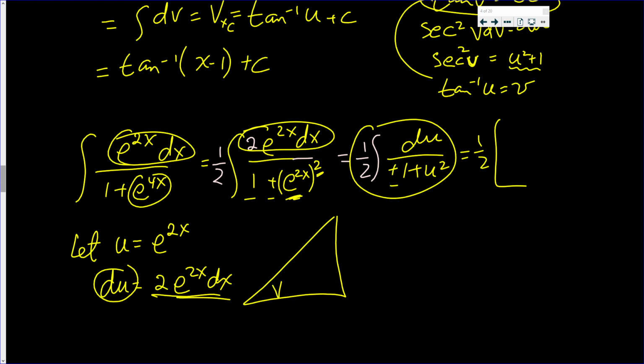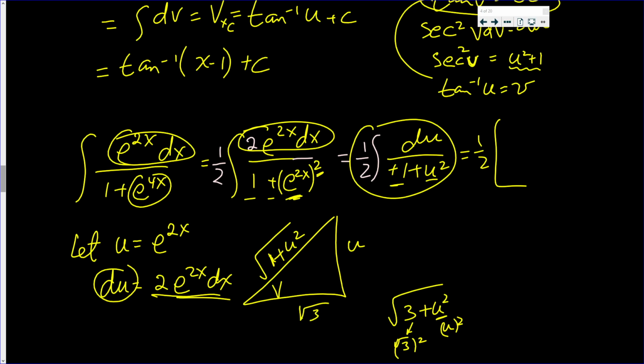Both of the terms are positive, so I put the square root of it on the hypotenuse. U squared, I put u here. 1 squared, I put 1 there. For the record, if it was 3 plus u squared, this here is u squared, and that there is the square root of 3 squared. So I would put square root of 3 here. But it's 1.